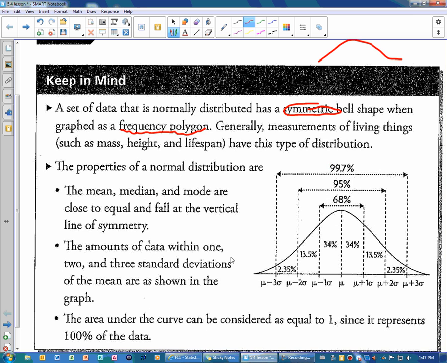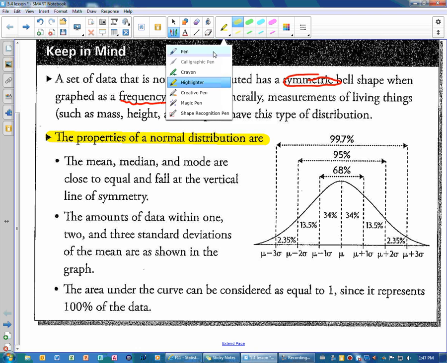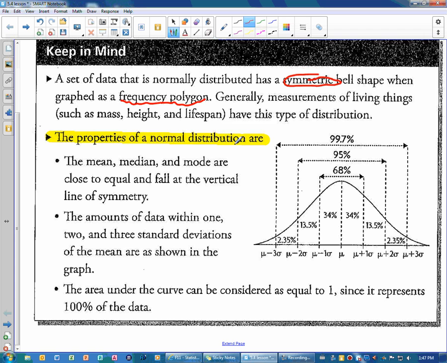And the properties of normal distribution, this is important. First of all, it says that the mean, the median, and mode are close to equal and fall at the vertical line of symmetry. So right here is the vertical line of symmetry. So your mean is right down the average, and it says the mean and the mode are fairly close to that as well. The amounts of data within 1, 2, and 3 standard deviations of the mean are shown on the graph, and the area under the curve can be considered as equal to 1, since it represents 100% of the data.